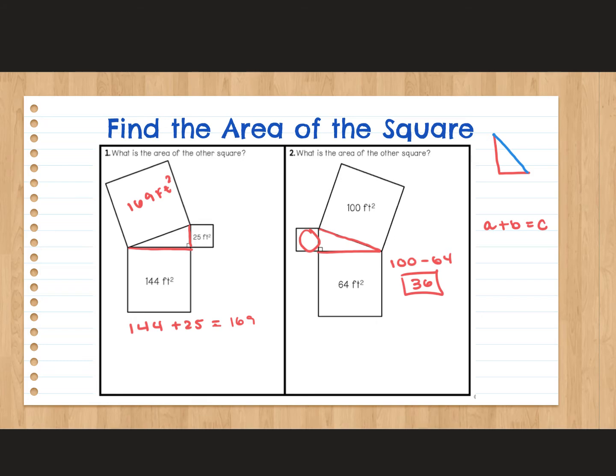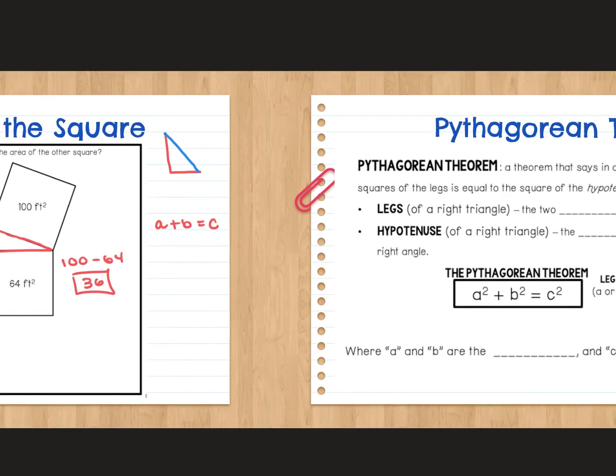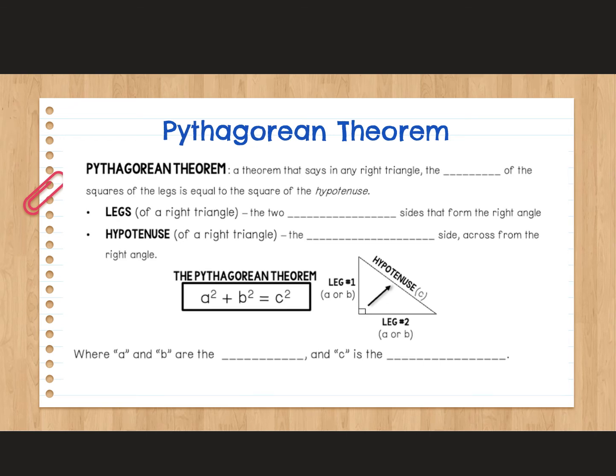So they're going to give us the length of our triangle, and we're going to have to square it based on the formula for Pythagorean theorem. All right, so let's hop right into it. What is Pythagorean theorem?